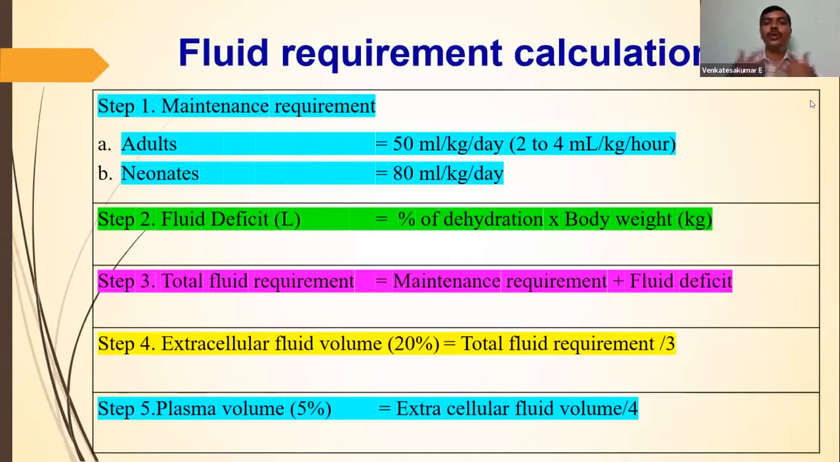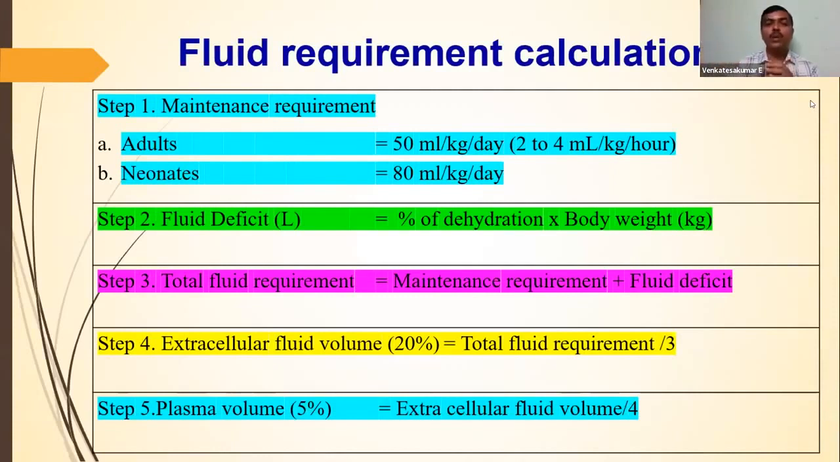Here, we are not going to give all the fluids at a stretch. We give only the immediate requirement to bring the animal back from dehydration, that is the plasma volume. Step 5 is the most important. Before coming to step 5, we need the extracellular fluid volume. Total body water is 60%, divided into 20% and 40%. Don't think about the 40%, the intracellular fluid, which is reserved for a 24 hour period. The 20% we need to replace. That 20% is one third of the total, so the total fluid requirement divided by 3 gives the extracellular fluid volume. That is to be replaced within 4 to 6 hours.